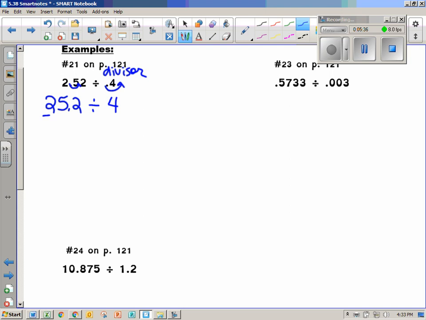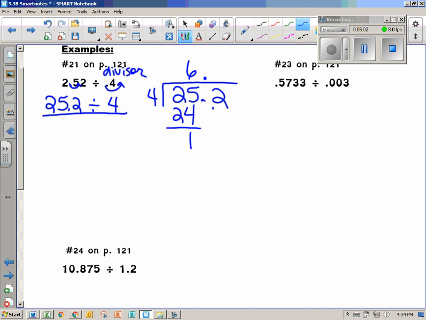Do you see how you've just forced it to become a problem just like what we did in the previous section? So 4 divided into 25.2. Bring that decimal up at the very beginning, and then just do regular division. So 4 into 25, 6, subtract, bring down, and this one works out to have no remainder. Nice, pretty, easy.